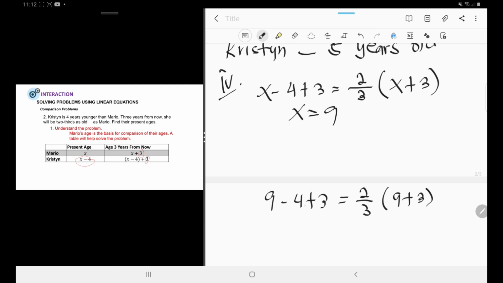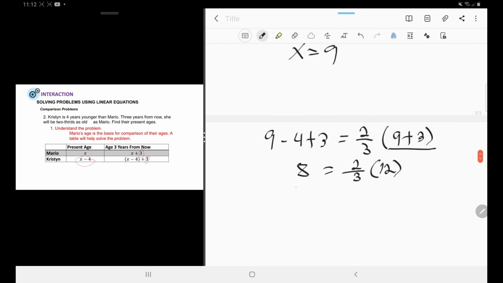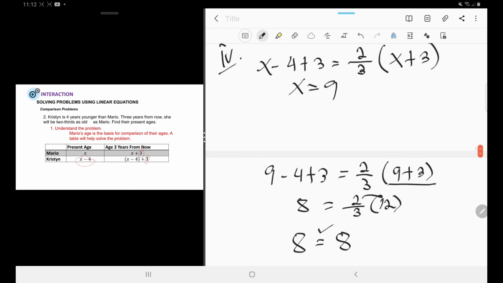9 minus 4 is 5, plus 3 is equal to 8. And 9 plus 3 here is 12. So we have 2/3 times 12. And 2 times 12 is 24, divided by 3, that's equal to 8. So we have the correct solution for the equation, which is equal to 9.